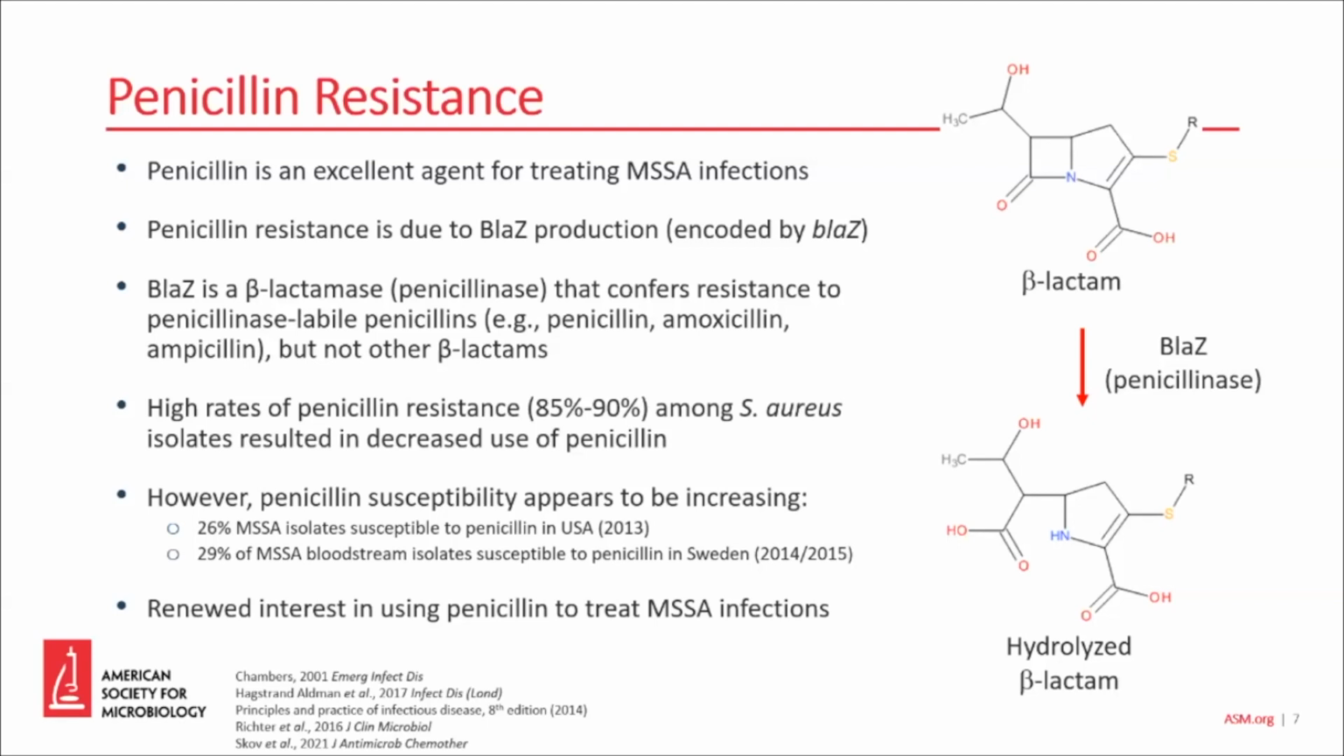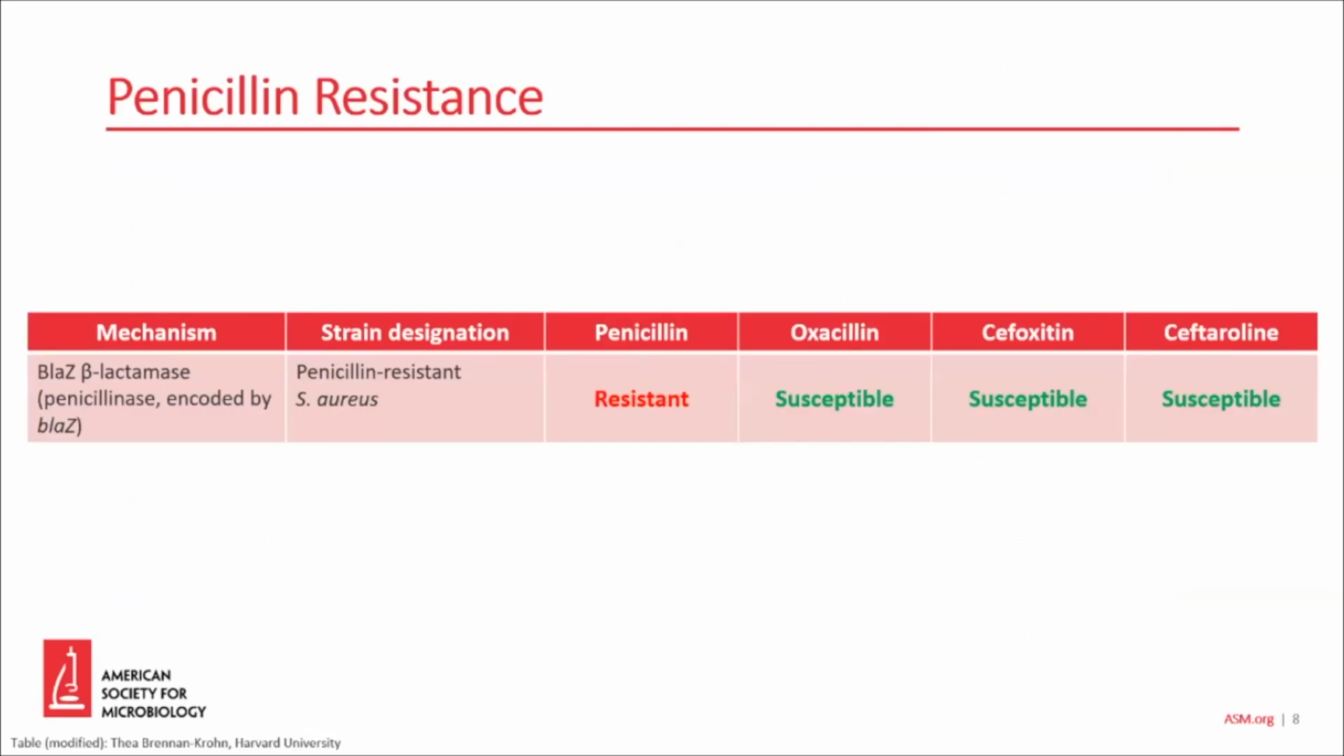And penicillinases work by hydrolyzing the beta-lactam ring of penicillin, rendering the molecule inactive. So when we consider penicillin resistance due to BlaZ production, we can designate the strain penicillin-resistant Staph aureus. We're resistant to penicillin, and we're susceptible to oxacillin, cefoxitin, and ceftaroline.